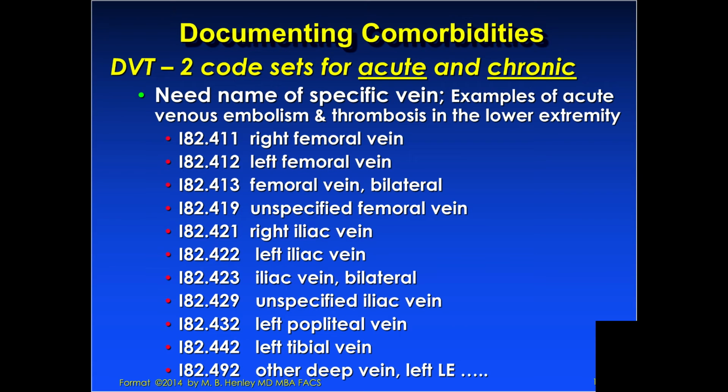For DVT, for example, there are 2 code sets, one for acute DVT and the other for chronic. And you need to specify the specific vein, and here are some examples of embolism and thrombosis in the lower extremity. So left or right is there, and you can see as an example femoral vein, iliac vein, popliteal, tibial, and there are many others that I have left off. But that gives you some example how specific you have to be in your anatomical description of where a vein is. And you can cut and paste that from a note, for example, from the lab.